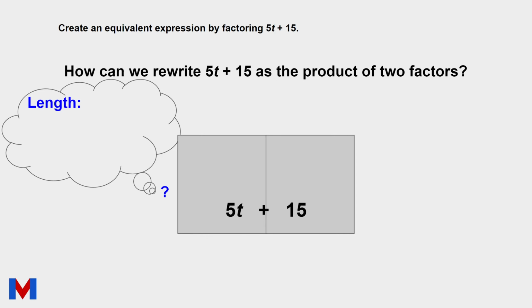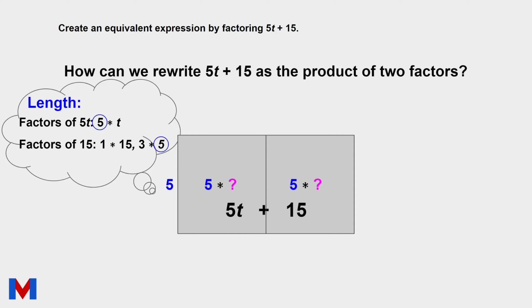So to start to think about the length, we'll think about the factors of each of the terms. So factors of 5t, the left rectangle's area, is really just 5 times t. And the factors of 15, which is the area of the right rectangle, we've got 1 times 15 or 3 times 5. So we need to look for something in common, considering that the length of both rectangles has to be the same. And that's where the 5 comes in. So we know the length of this rectangle is 5.